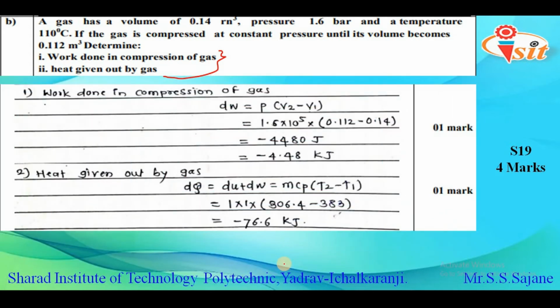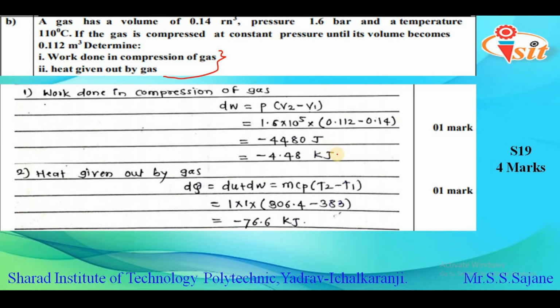So work done in compression of gas, we can calculate by the formula dW is equal to P into delta V, that is P into V2 minus V1. The pressure they have given, which is 1.5 into 10 raised to 5 Newton per meter square, and V2 volume we have as 0.112, and from this value we subtract V1, that is minus 0.14. So the value of work done we will get directly, and it will be equal to minus 4480 joule. Again we can convert this into kilojoule, so in terms of kilojoule, this answer will be equal to minus 4.48 kilojoule.